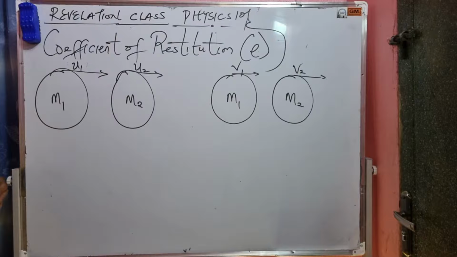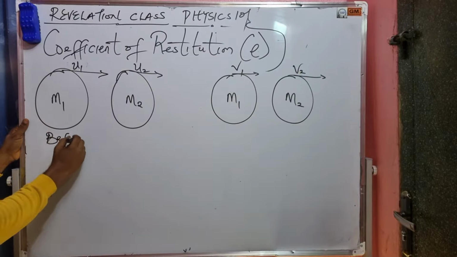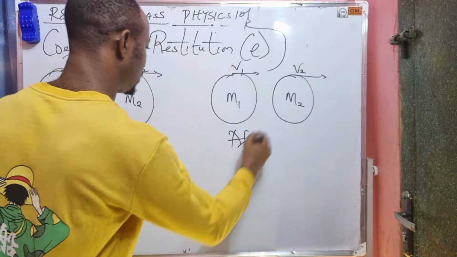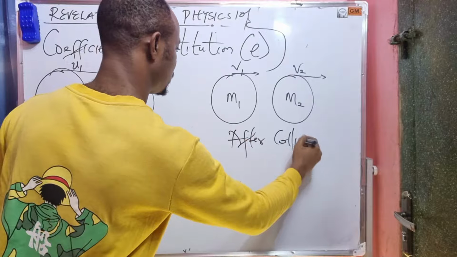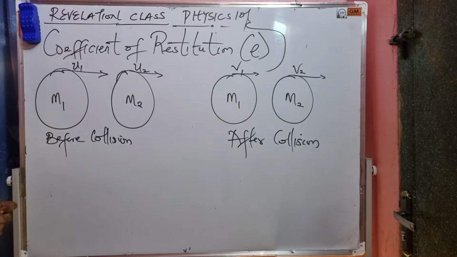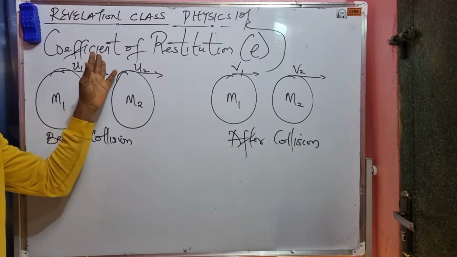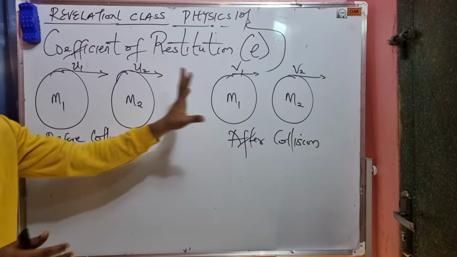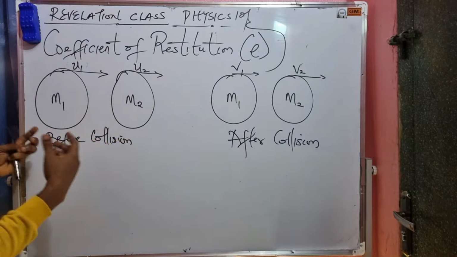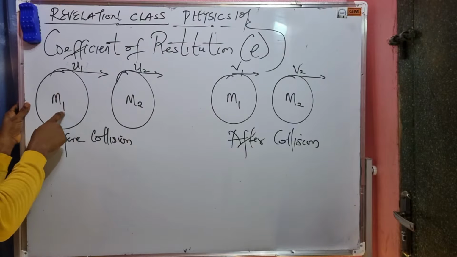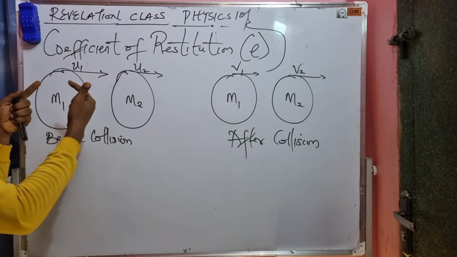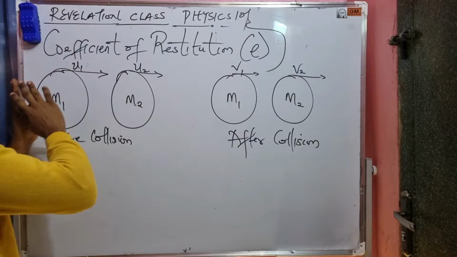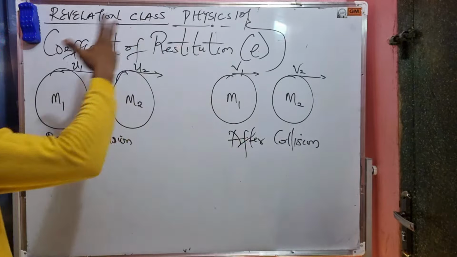We are looking at collision. This is before collision, and we have after collision. I'm just using this as a general concept to explain coefficient of restitution. I'm not saying that in all collisions, this is how it must be. Most of the time, M1 can collide with M2 in different directions. Once they collide, they can either move together after collision. This is a general concept.